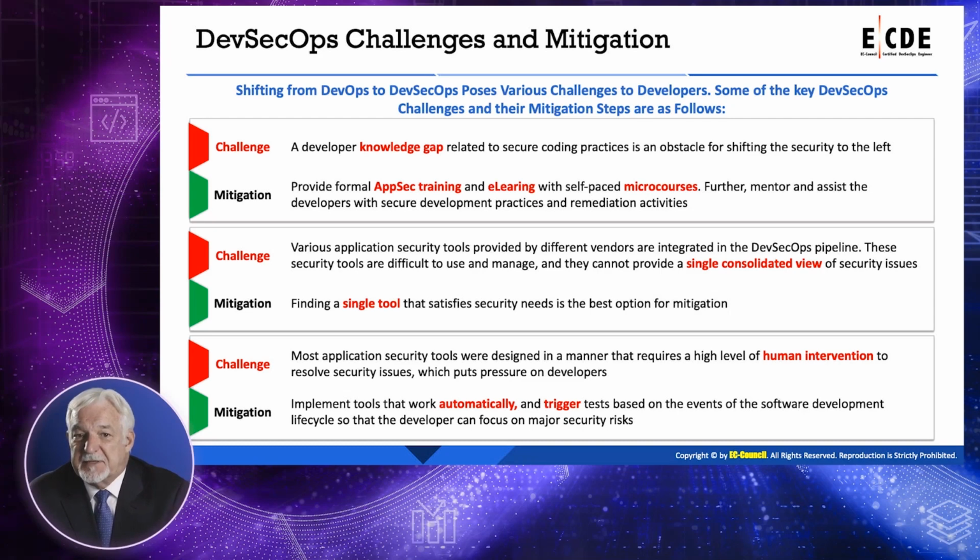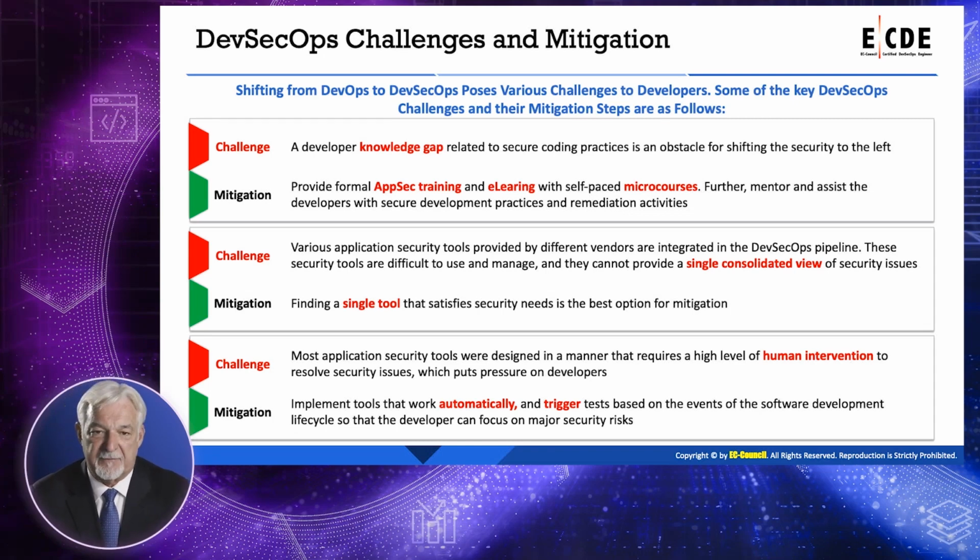Shifting from DevOps to DevSecOps poses a lot of challenges for developers. Some of the key DevSecOps challenges and their mitigation steps for these developers are as follows. A developer knowledge gap related to secure coding practices is an obstacle for shifting security to the left. The mitigation for that is to provide formal AppSec training and e-learning with self-paced micro courses. Furthermore, you can mentor and assist the developers with secure development practices and remediation activities.